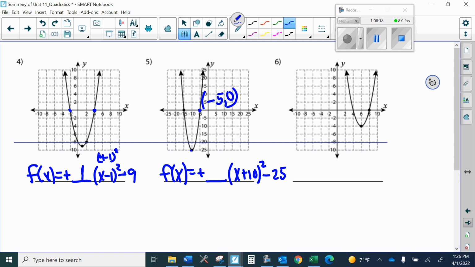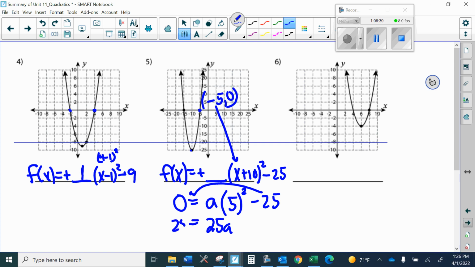So I plug -5 into this x. I have to get 0 for the y. So I'm going to put an A there. I'm going to solve for A. I'm plugging -5, and 10 minus 5 is 5 squared, and then minus 25. What is 5 squared? That's 25. Times A is 25A. And now I'm going to add the 25 across. I get 25. Divide by 25, and I get 1. So A is 1. Oops, 1. So the answer is 1.